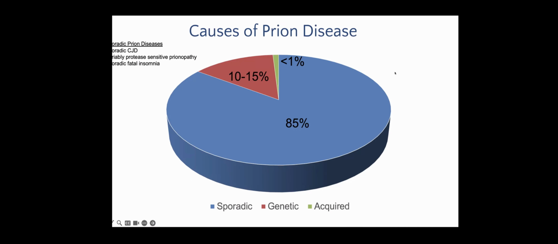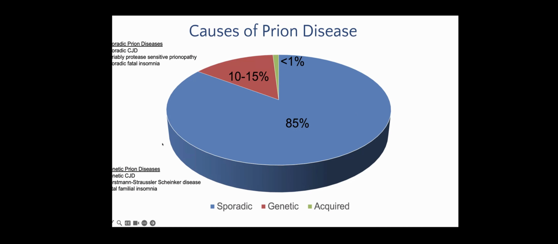They just look different. 10 to 15% are due to a genetic mutation of the prion protein gene that makes that normal prion protein in all of us. The thought is that when you have a mutation in that gene, you make a slightly altered version of the normal prion protein that makes it more likely to misfold during your lifetime.